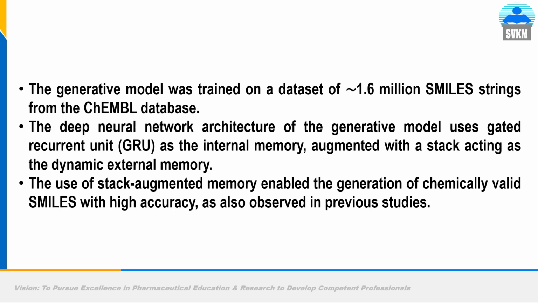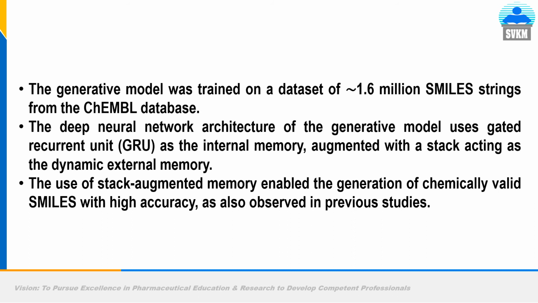The generative model was trained on a dataset of close to 1.6 million SMILES strings from the ChEMBL database. The deep neural network architecture of the generative model was a gated recurrent unit as the internal memory, augmented with a stack acting as the dynamic external memory. So the gated recurrent unit is a specific type of feature in recurrent neural networks, which are famous for remembering only required information and forgetting or discarding what is not required.